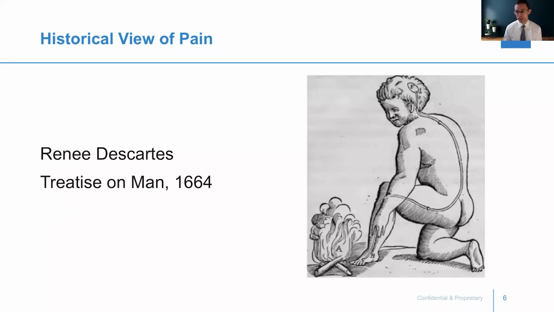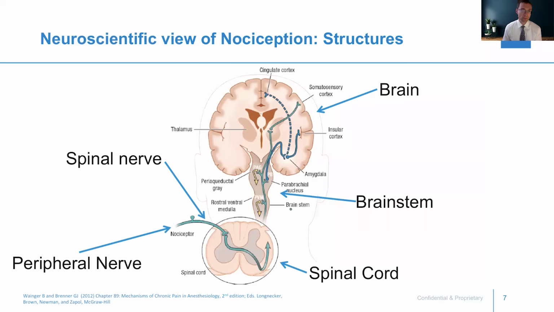People have been interested in pain for as long as there have been people. One of the earliest historical or scientific views of pain was described by René Descartes about 350 years ago in his treatise on man, where he described pain sensation almost like a bell pull, where a stimulus going to the foot, like the fire, would then be perceived as activating a response in the brain. It is a very linear connection between the skin and the brain.